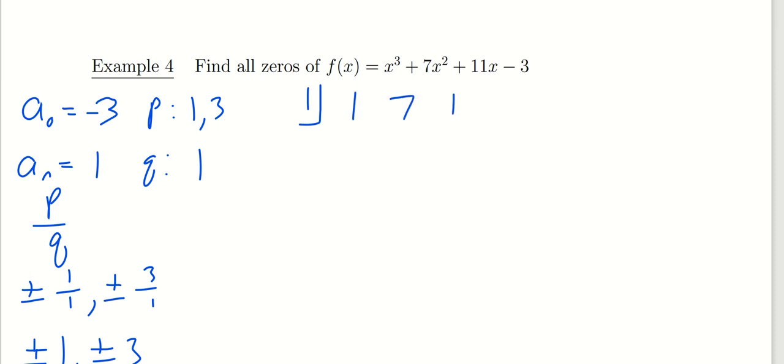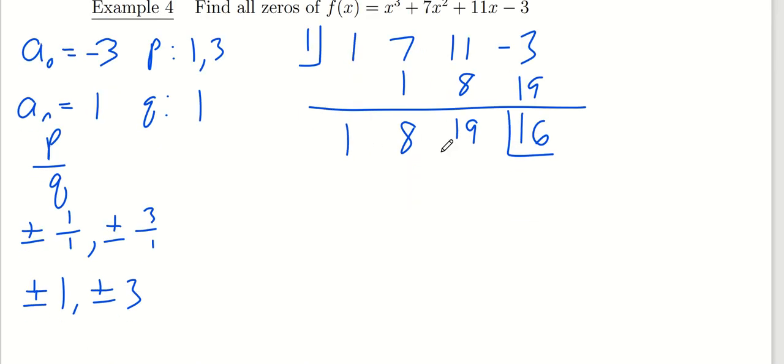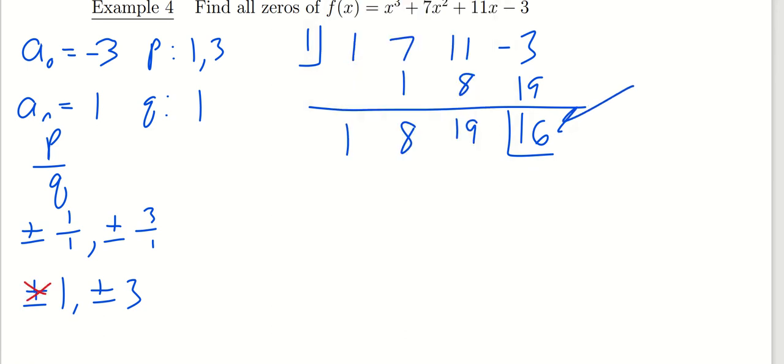We have 1, 7, 11, and negative 3. 1 comes down. Multiply the bottom times the block, we get 1. Add to go down, we get 8. Multiply bottom times block, we get 8. Add to go down, we get 19. Multiply, we get 19. Add to go down, we get positive 16. So we tested out positive 1, and we did not get a 0 here. It has a remainder of 16. So positive 1 is not going to be a 0 of this function.